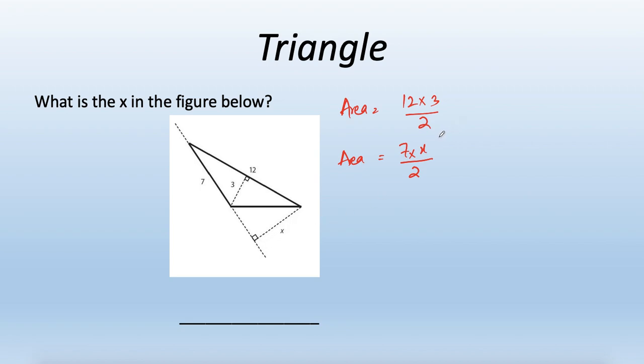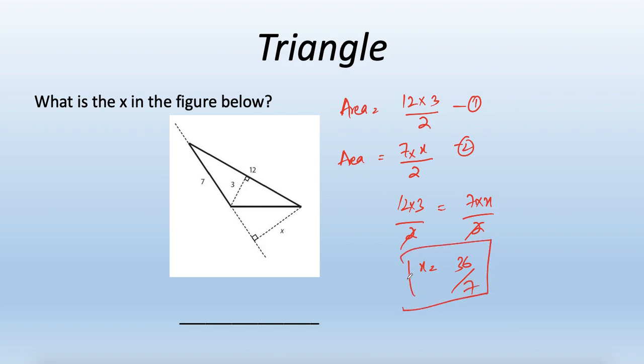So as the areas are the same, just equate both 1 and 2. That means 12 times 3 divided by 2 is equal to 7 times x divided by 2. This will cancel out and x is equal to 36 by 7. So just by equating the areas, we have figured out this length x is equal to 36 by 7.